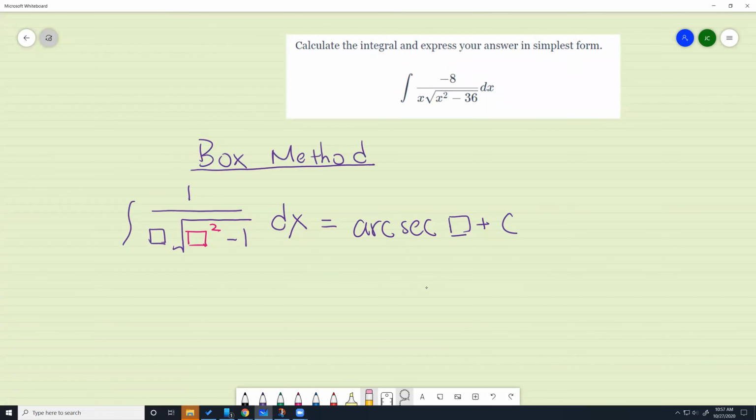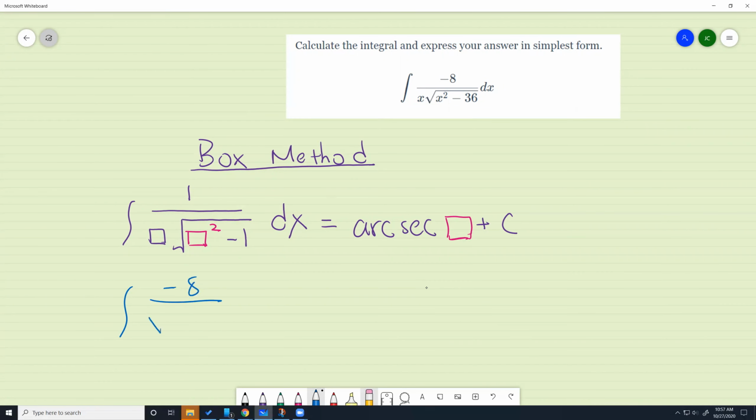The key thing with this equation is what's in the pink box. Once you can find out what box is, then you just plug it into this equation, arcsecant box, and that will be the original equation. That will be the integral. So I want to start this off by writing this side by side so you can see what we're trying to do here.